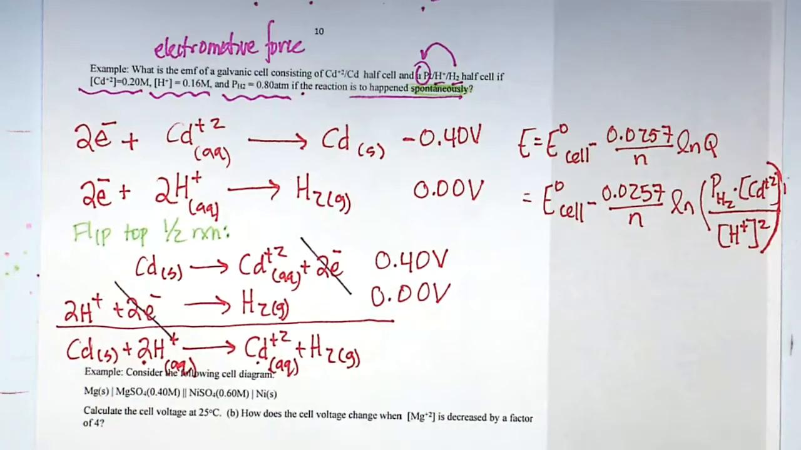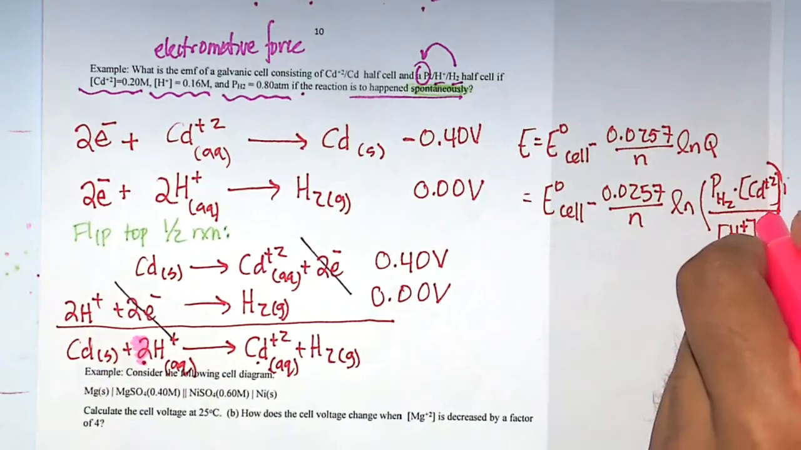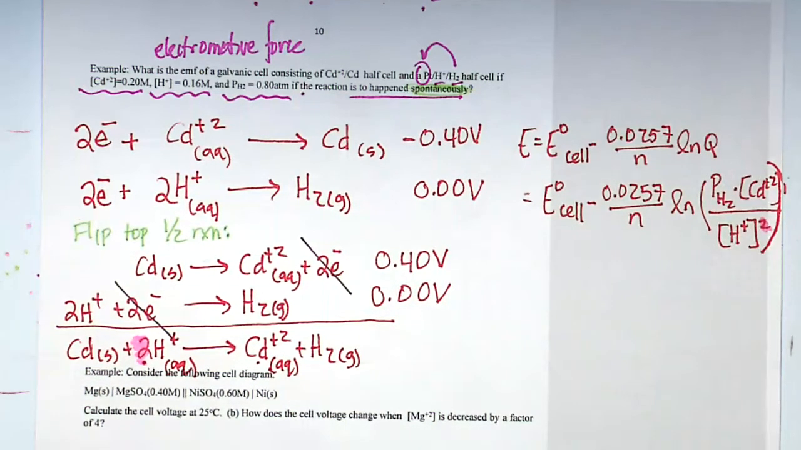So don't forget the square, because we have 2 H pluses, we have to square it. All right, let's plug in our numbers here. Everyone see why I squared H plus? Q is products over reactants. Q is the same thing as K, we use it to compare to K. Products over reactants.